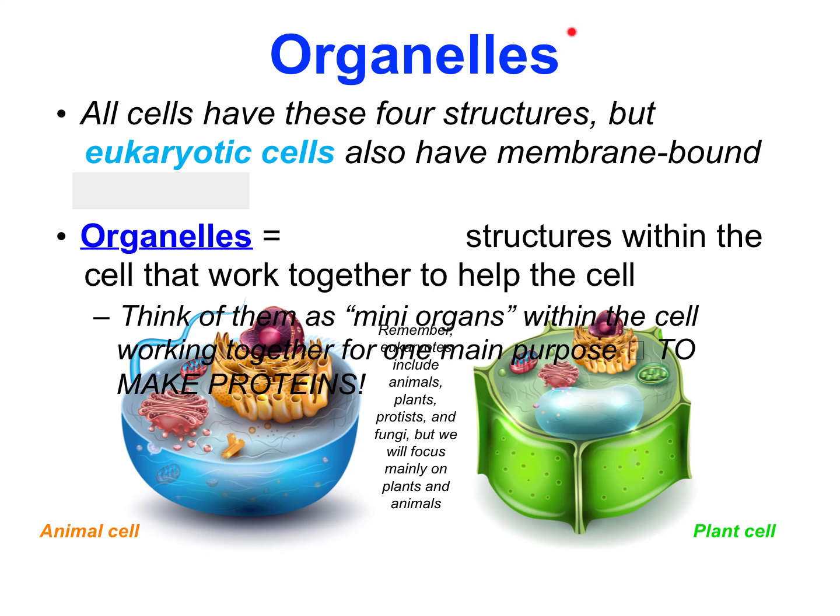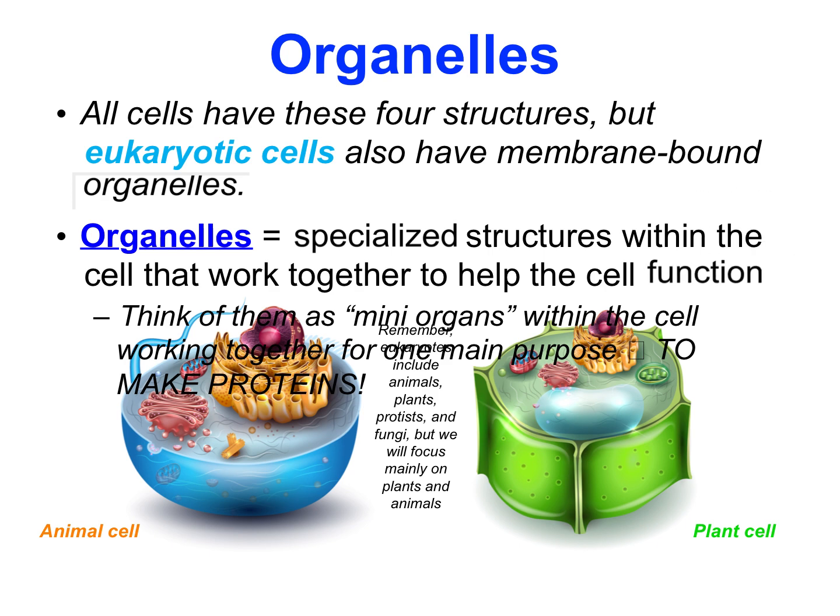Right, so we are ready to start talking about organelles. And as we said, all cells have those four structures of cytoplasm, cell membranes, ribosomes, and some form of genetic material. So now we are focusing on the idea that our eukaryotic cells have something in addition to those four things. They have what we call membrane-bound organelles, and this word organelle means that they are specialized structures within the cell that work together to help make the cell function.